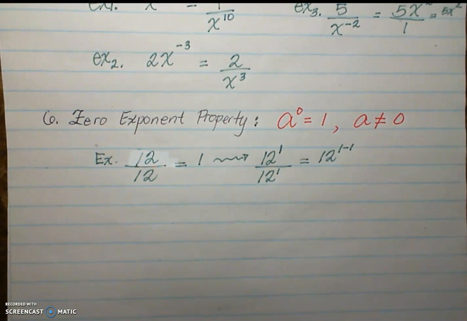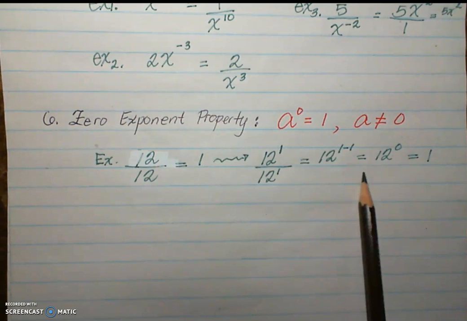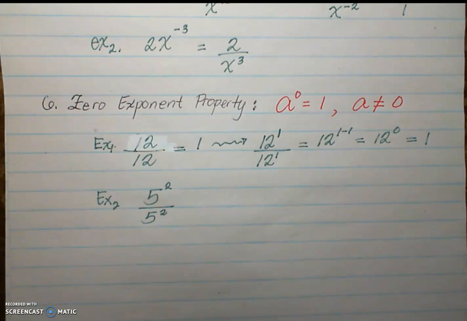And then I'm going to use the quotient property, which is that if the bases are the same, I'm going to copy the base and subtract their exponents, which is going to be 12 to the power of 1 minus 1, which is 12 to the 0, which will go back to equals 1 right there. Example number 2: 5 squared over 5 squared. You know that 5 squared is 25, and that's 25 over 25, which is equal to 1.